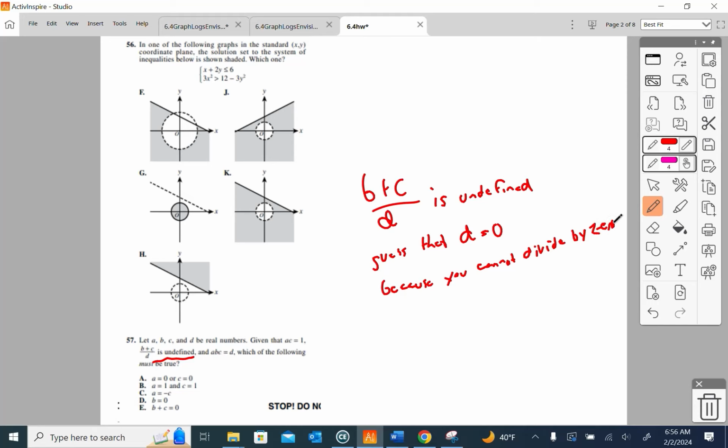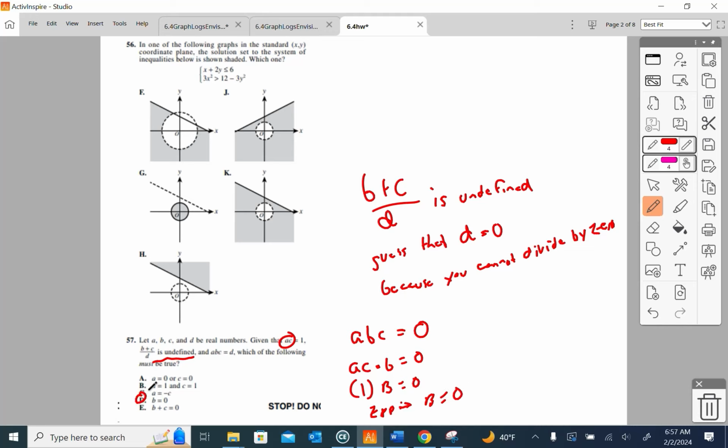That's what I would guess. I know that AB times C is D, so ABC has to equal 0. I know that AC is 1, so let me rearrange this. AC times B is still 0, and this is 1. So 1 times B must be 0. This is a legit zero product property. That's all it is. B is 0.